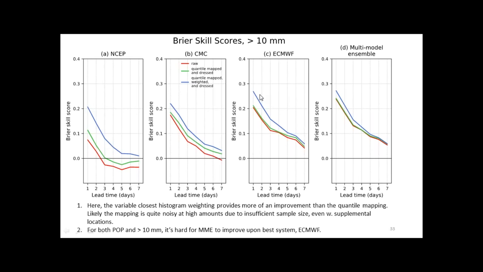Okay, one other point of note here is that the European Center, after post-processing, it's a darn good system. It's so good that it's hard to add information from the Canadian Center and the NCEP system and end up with something that's much better. So the multi-model system is pretty consistent with what you're getting out of the European Center system alone. Now, for me, this is a signal that we've got to up our game. We've got to develop in NOAA one really great prediction system.